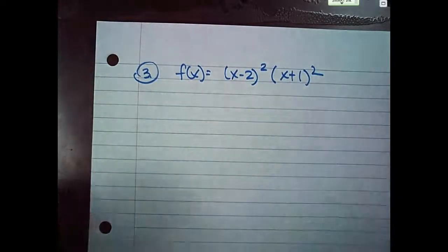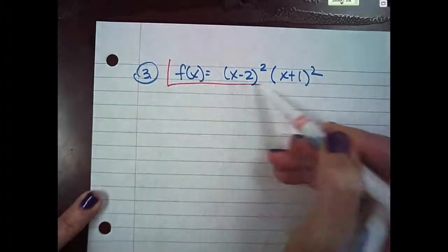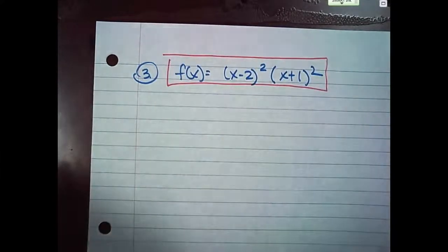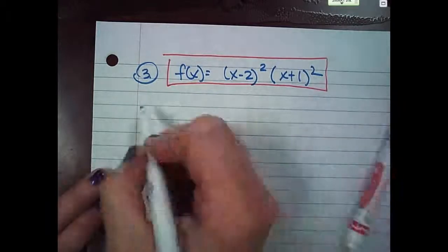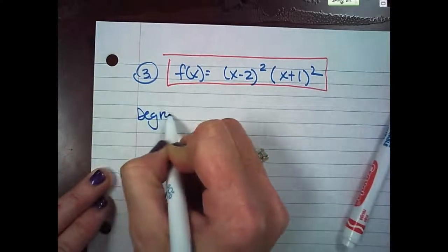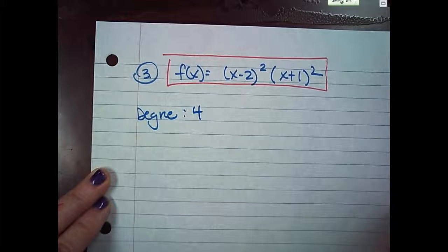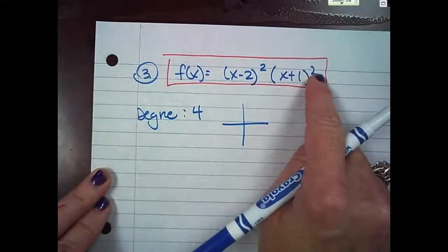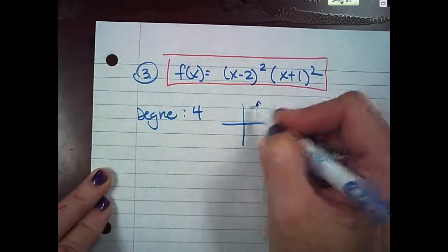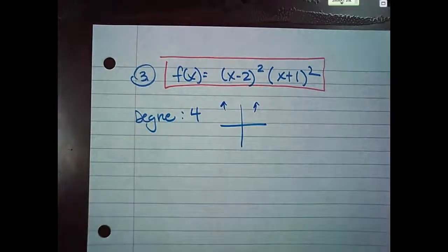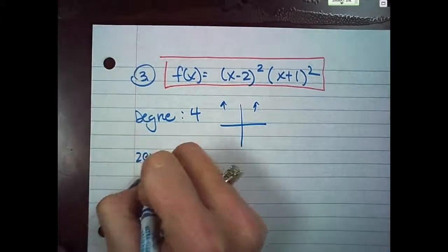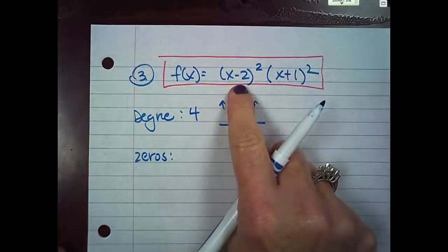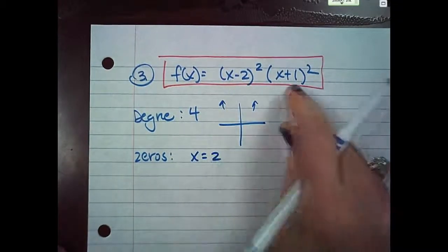And so the first question is, what is the degree of this polynomial? So that I can decide on its end behavior. What's the degree? Right, it's 4, which means it's an even exponent, right? 2 plus 2 is 4. So I know that my end behavior is going to be increasing on both sides. The next step then is to find your zeros, which are x equals 2 and x equals negative 1.